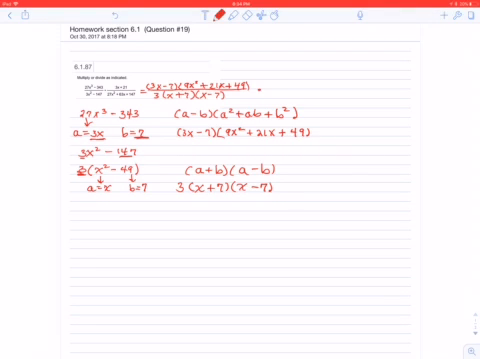Now the second rational expression, that 3x plus 21, I see that there's a common factor of 3, so I'll take a 3 out of each. If I divide 3x by 3, I'll get x. 21 by 3, I get 7. So the numerator of that second rational expression is just 3 times x plus 7.